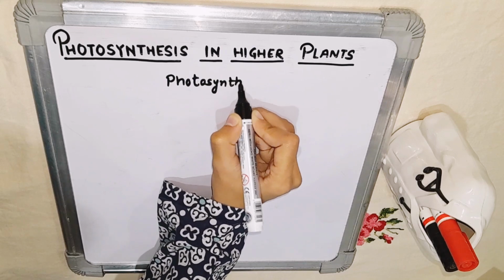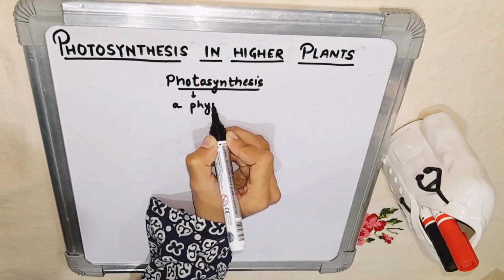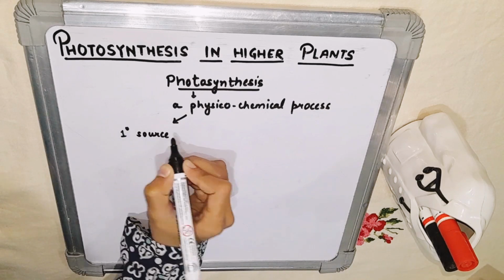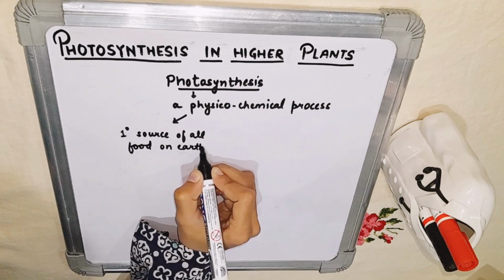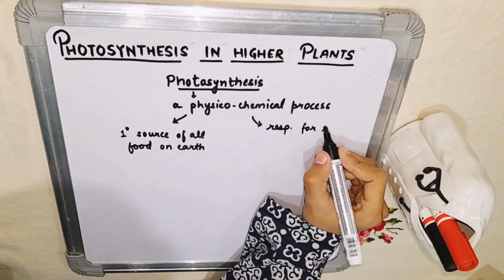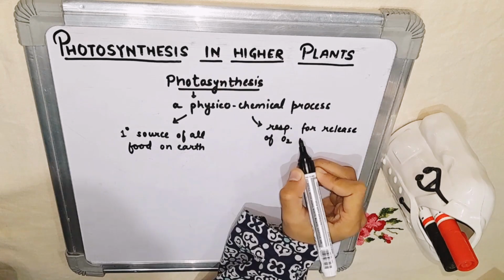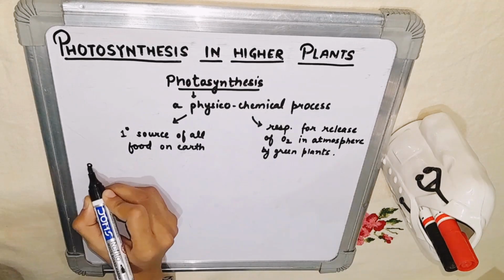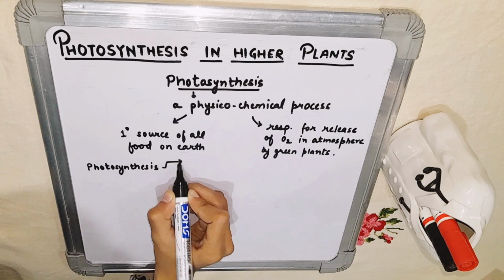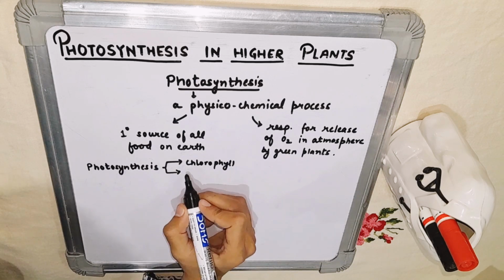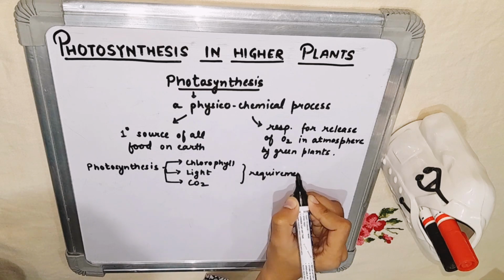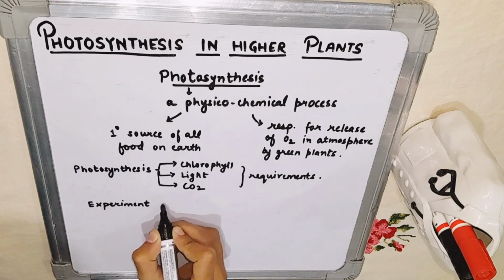So the first thing is, what is photosynthesis? According to NCERT, it is a physico-chemical process which acts as a primary source of all food on the earth and is responsible for the release of oxygen in the atmosphere by the green plants. What are the requirements of photosynthesis? First is chlorophyll, light, and carbon dioxide. These are the requirements of photosynthesis.